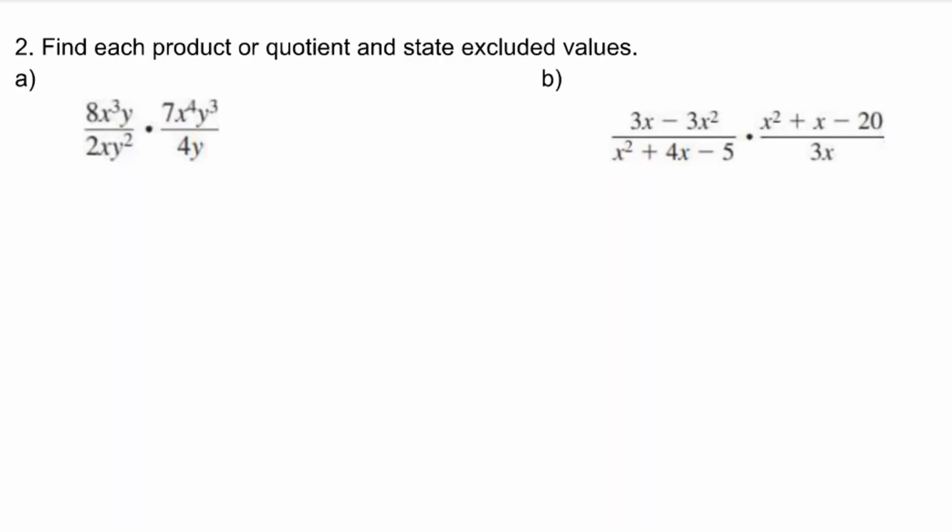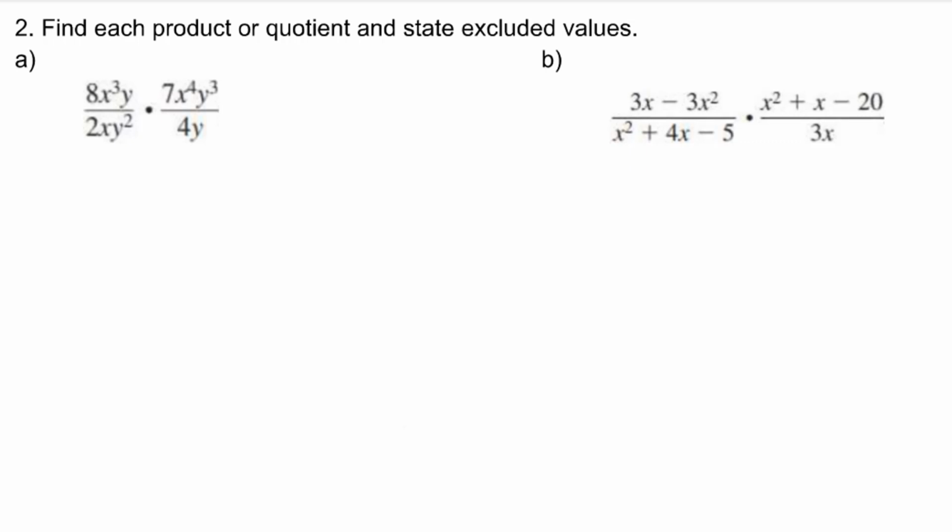For number 2, find each product or quotient and state the excluded values. Wow, look at part A. The numerators and denominators are all already products, so you do not have to factor, you just need to reduce. 8 times 7 is 56, x cubed times x to the 4 is x to the 7, and y times y cubed is y to the 4th. In the denominator, we have 8x y cubed.